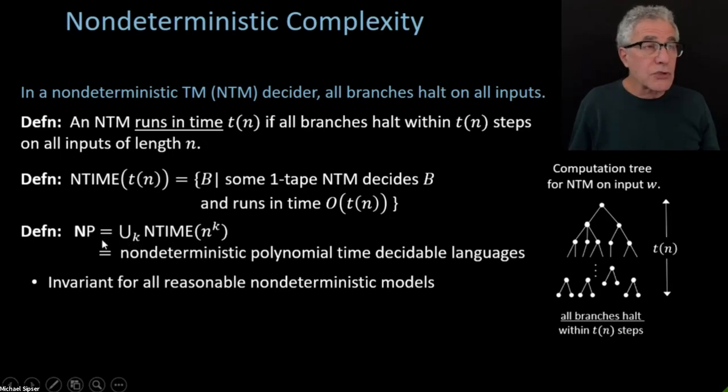And one of the motivations we had for looking at P, the class P, was that it did not depend on the choice of model, as long as the model was deterministic and reasonable. And the class NP is also not going to depend on the choice of model, as long as it's a reasonable non-deterministic model. So it's, again, a very natural class to look at from a mathematical standpoint.